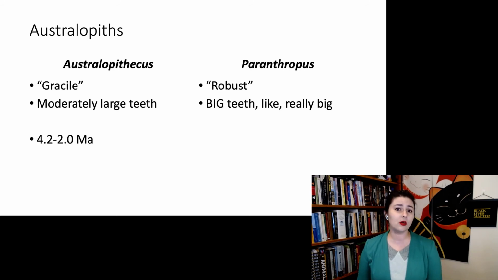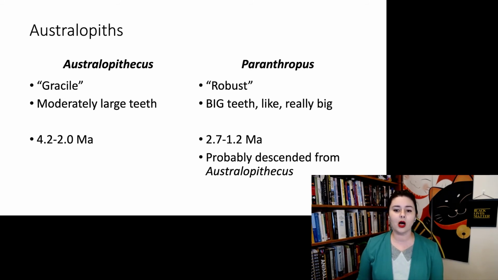Australopithecus is a little bit older. The earliest is about 4.2 million years ago, to about 2 million years ago. Paranthropus is slightly younger, so 2.7 to 1.2 million years ago. Paranthropus is very likely descended from Australopithecus, though exactly which species is, of course, debated.